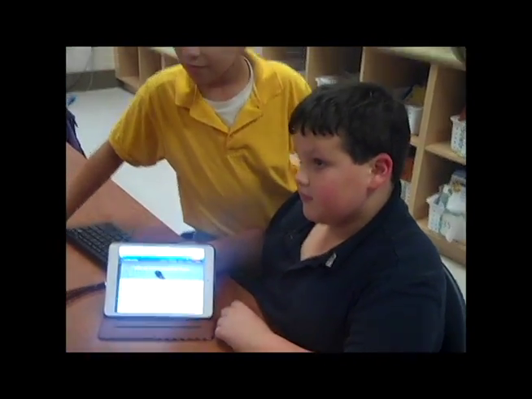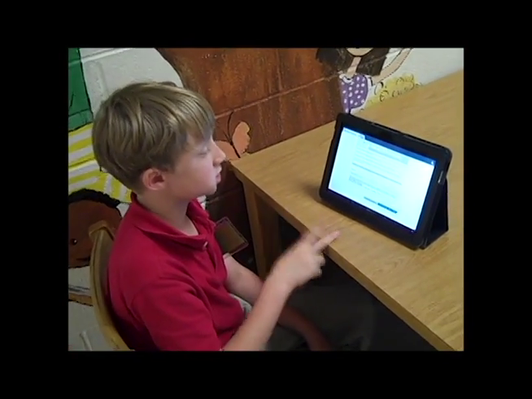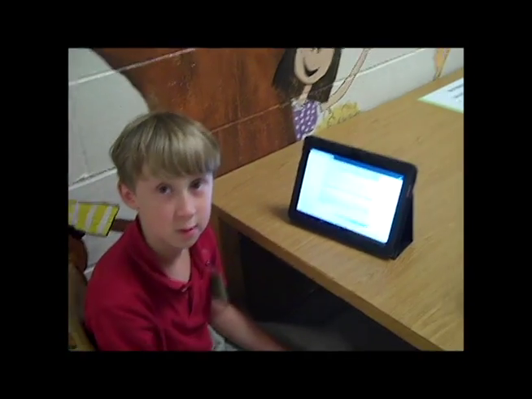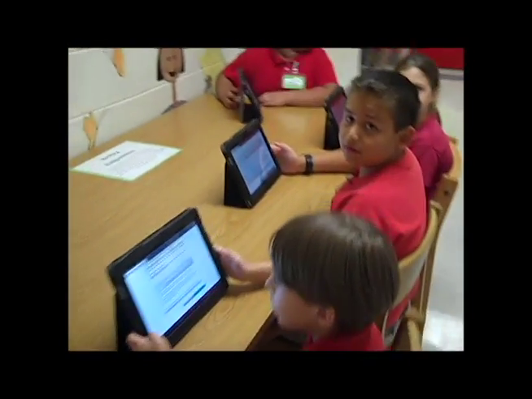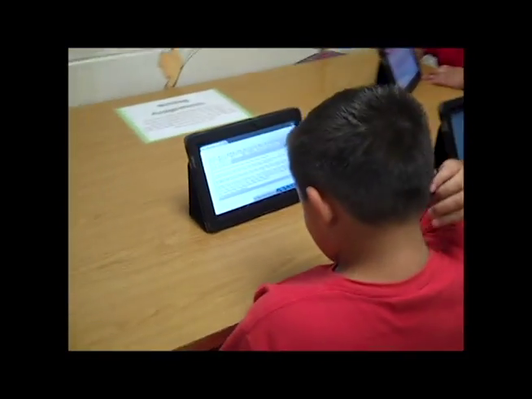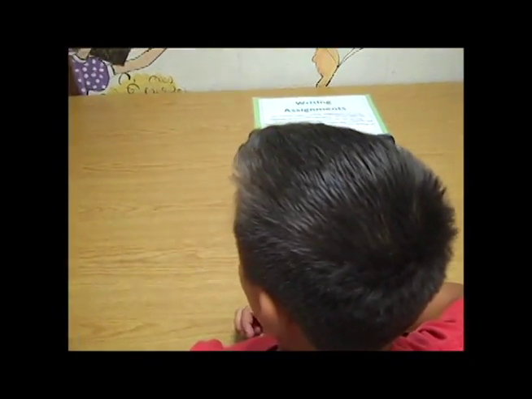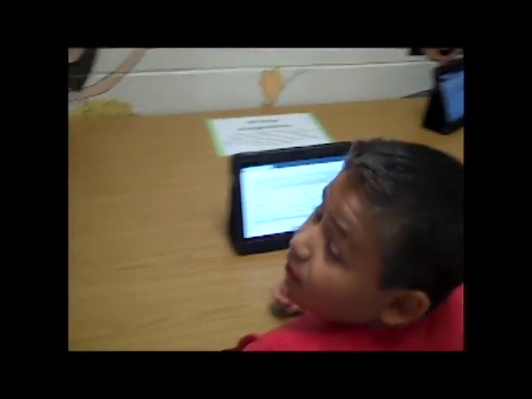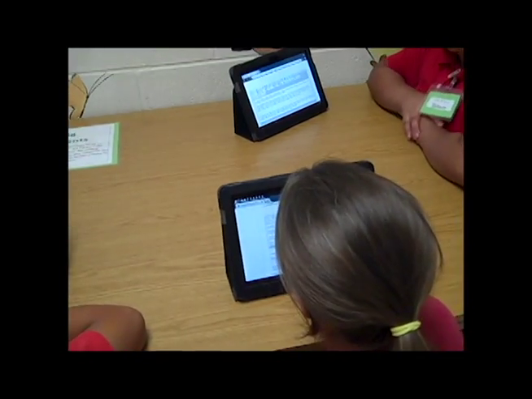Can you track what the... Awesome. What grade are you in? Third grade. Third grade. What are you looking at there on your machines? Oh, so that's a writing prompt, huh? Excellent. Looks great, guys.